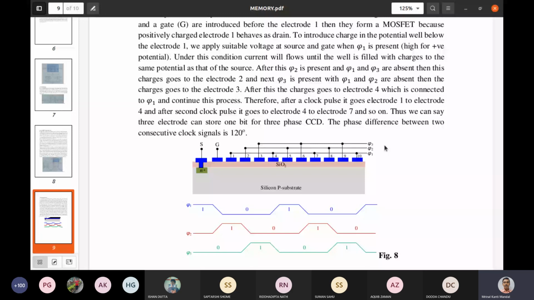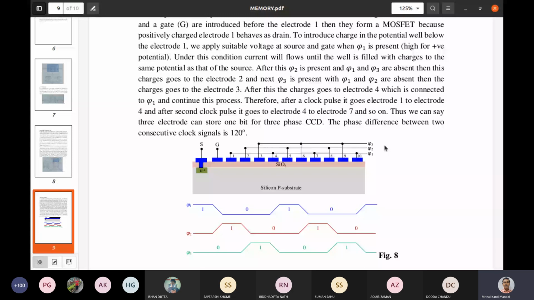If your data is absent, then you have to choose your source voltage accordingly so that no charge can flow, right? So by controlling with the gate and by applying a suitable voltage at the source, we can arrange that charge will transfer to electrode 1, or charge will not be shifted below electrode 1. In this way we can introduce the charge. The presence of charge we can consider bit 1, and absence we can consider 0.